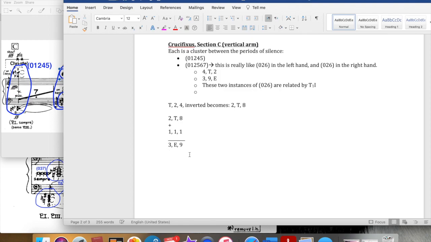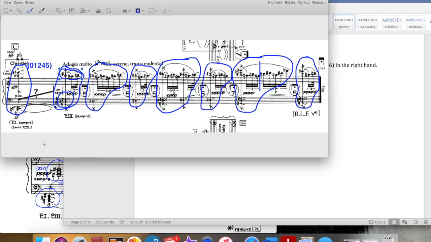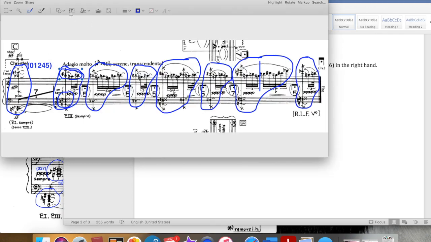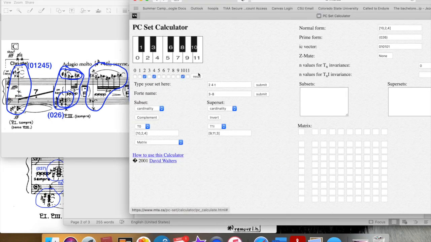Put that there. Okay, so in any case, we have two instances of 0, 2, 6. I want to note that that's what's happening in the smaller set down here. And then I'm going to note the bigger set altogether up higher. So what did we say?